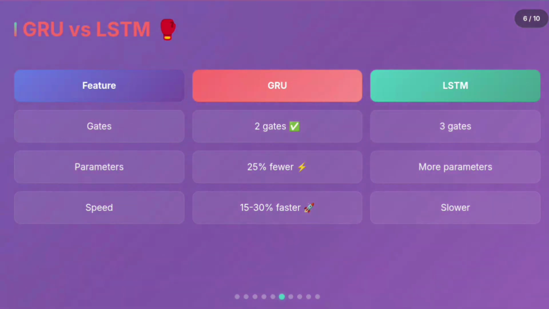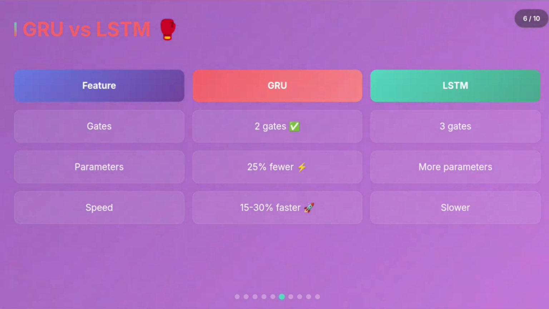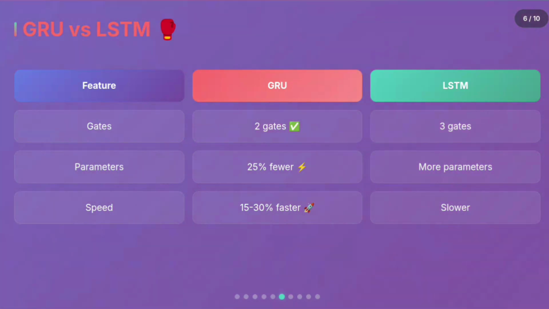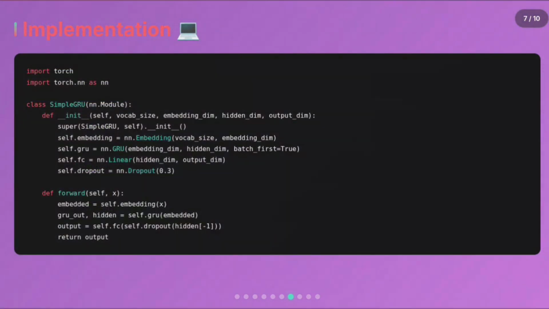When to use which? Use GRUs when you want faster training and have limited computational resources. Use LSTMs when you have complex, long sequences and plenty of computational power. Let's implement a GRU from scratch using PyTorch. I'll show you both the theory and the code.